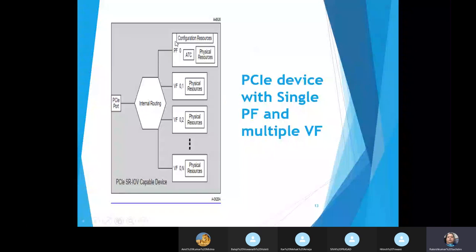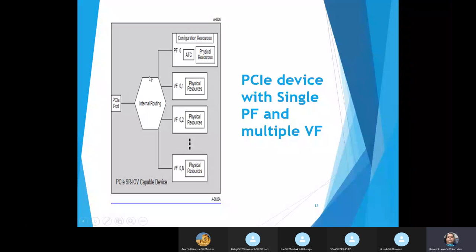One physical function can have multiple virtual functions. This is the physical function field, and this is the virtual function field: physical function zero, virtual function one; physical function zero, virtual function two; physical function zero, virtual function n. Internally routing will happen. There is a configuration space in the physical function to enable or disable virtual functions. If any physical function wants to enable or disable virtual function capability, this configuration resource is part of the physical function. The virtual function has a configuration space, but not related to enabling or disabling virtual functions. This happens completely through the physical function configuration space.